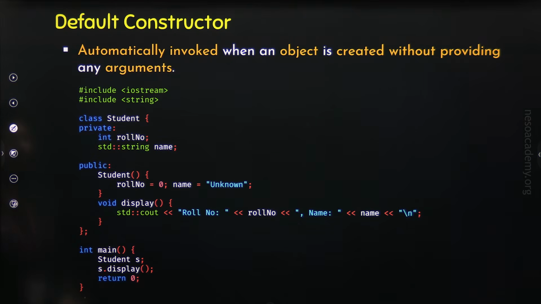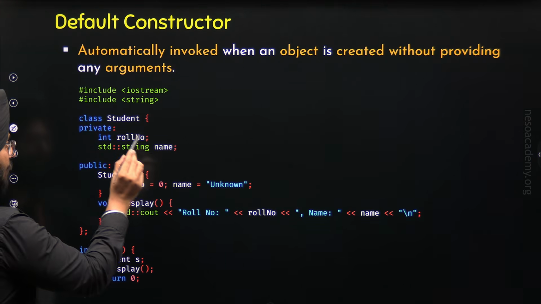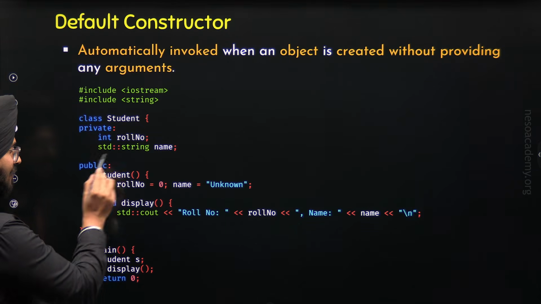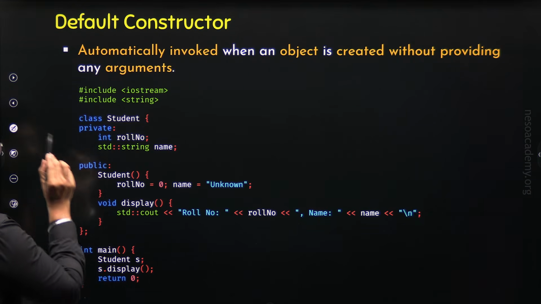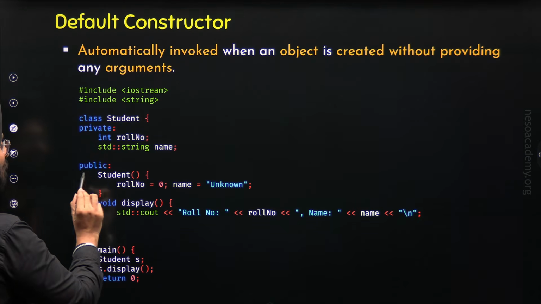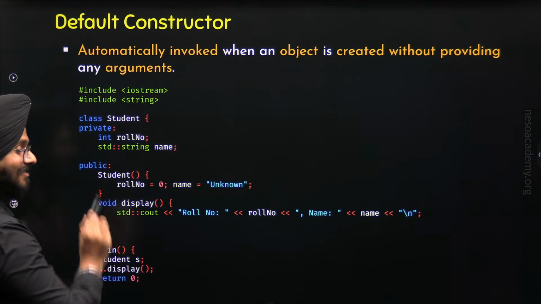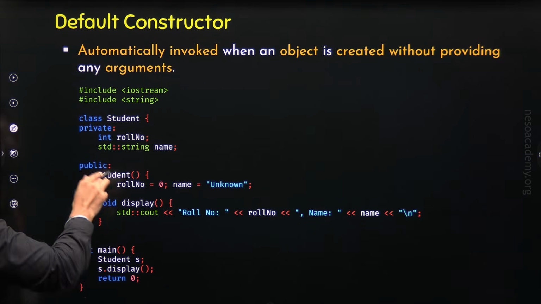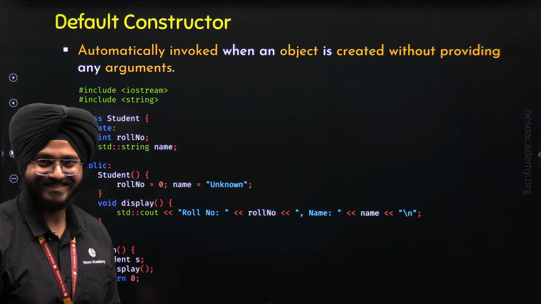Here is the example program. I have defined this class student with private members, roll number and name. These are public member functions, student and display. Here you can observe this is not the normal member function. This member function does not have a return type. Also, the name of this member function is same as the name of the class. So it is the constructor. This is the special type of member function that is used to initialize objects of its class. I hope this is clear to you.